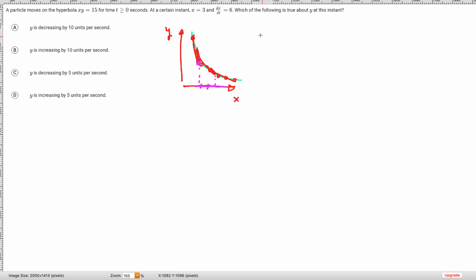This is simple. All you have to do in this case is understand that you can differentiate this relationship with respect to time. So this is the hyperbola. You could differentiate this with respect to time. It's product rule. x times y. The derivative of x with respect to time is dx/dt. By product rule, you multiply by y, plus the derivative of y with respect to time is dy/dt, times x, equals the derivative of a constant with respect to time, which is 0.